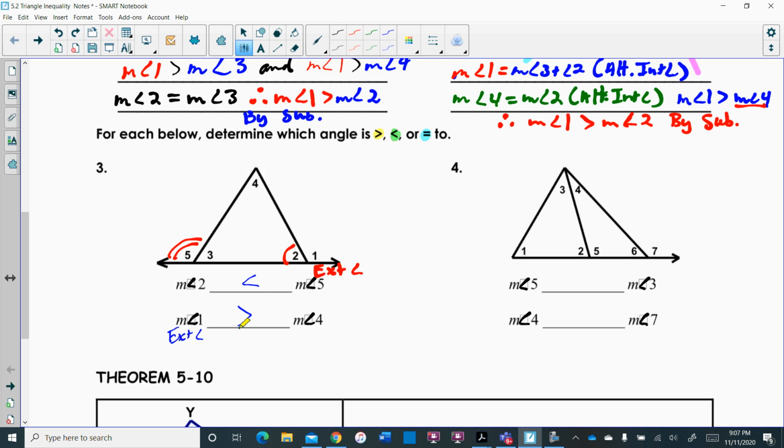Why don't you try number 4 here, comparing. And I'll go ahead and pause.